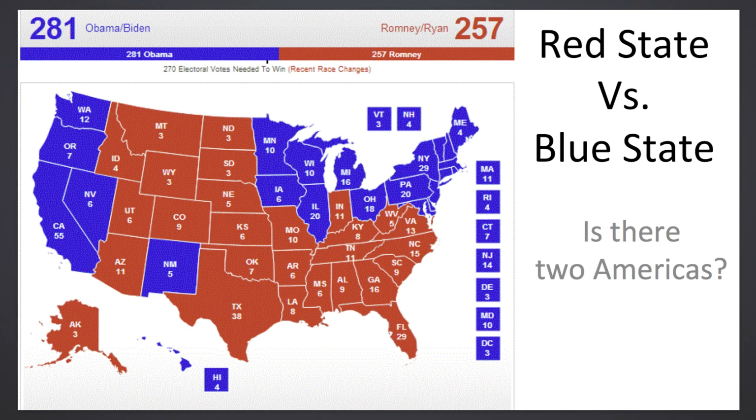Red state versus blue state. Is there two Americas? So red state versus blue state, the two different colors refer to those states in the United States whose residents predominantly vote either Republican for red or Democratic for blue in the presidential elections. This is very new terminology.